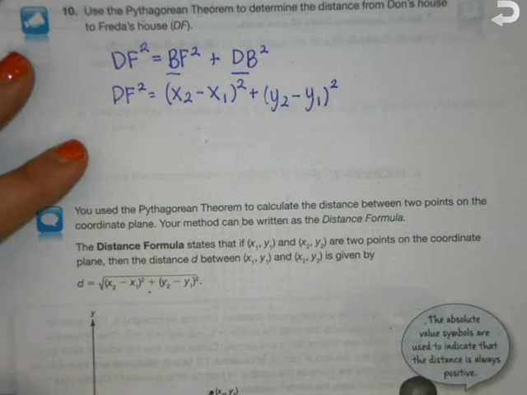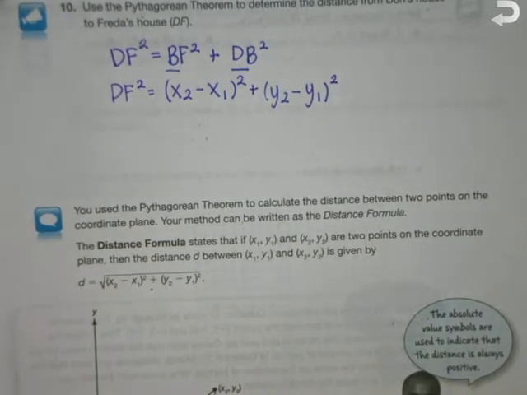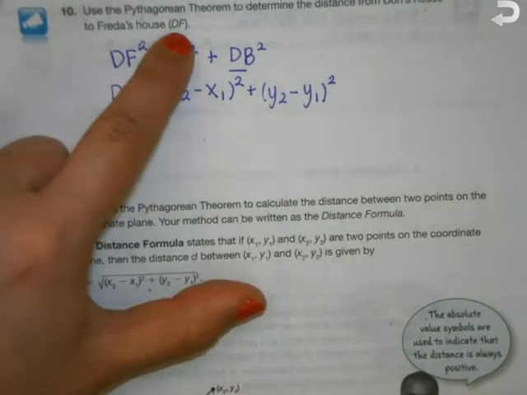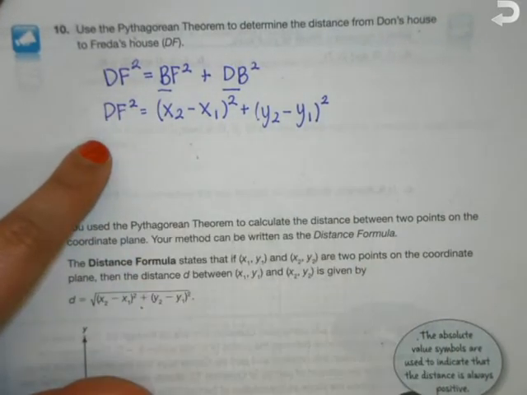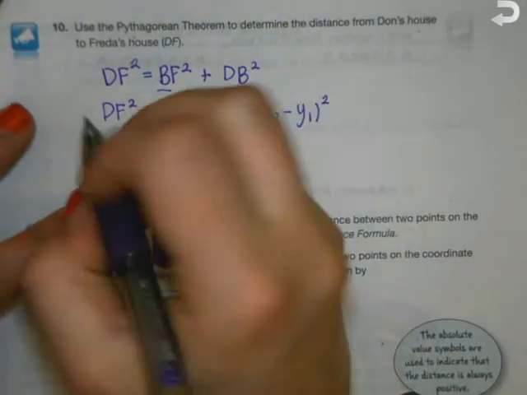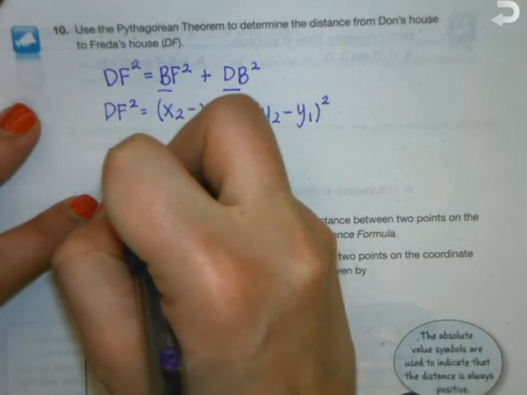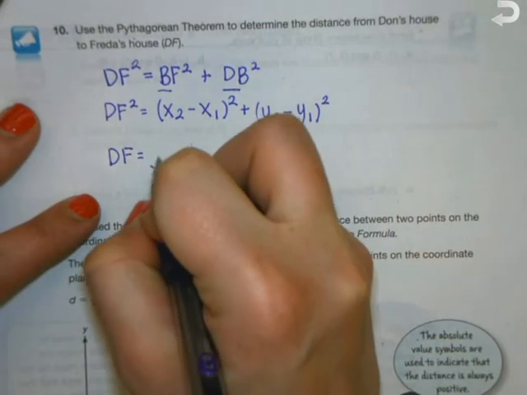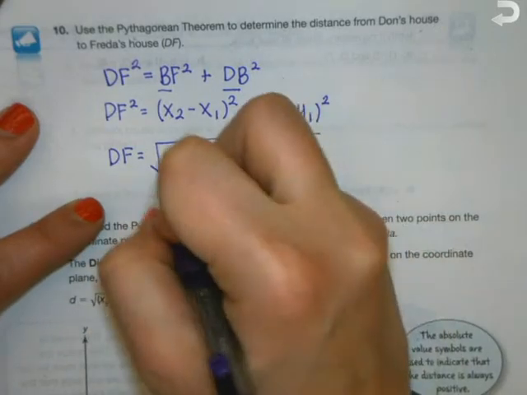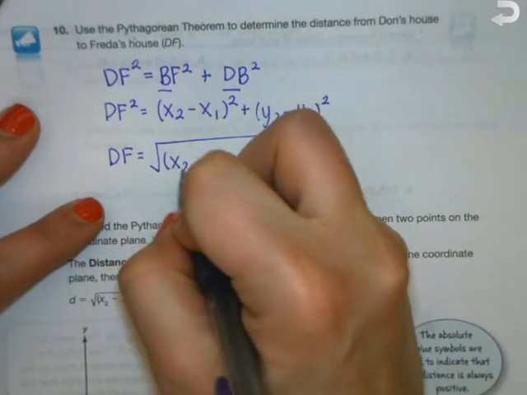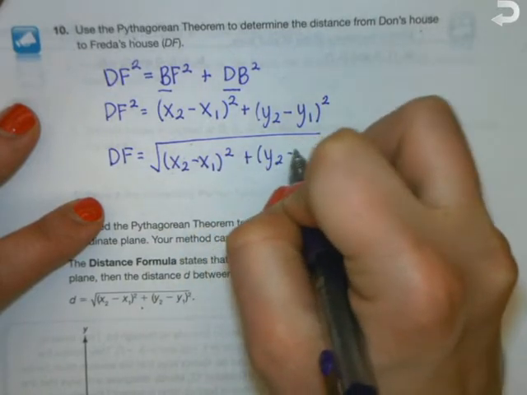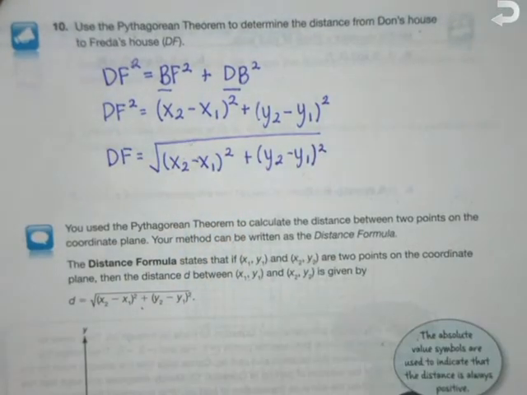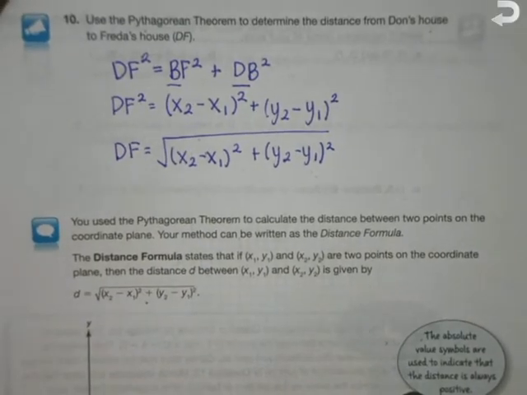Okay, so the question wants to know, though, to get dF by itself. So how would we get rid of the square on the left-hand side? Square root the whole thing. So if we square root the whole thing, that would get dF equals this whole square root, and then keep everything on the inside: x2 minus x1 squared plus y2 minus y1 squared. We're really just doing the Pythagorean theorem. It's just that we don't have numbers to plug in yet. Okay?